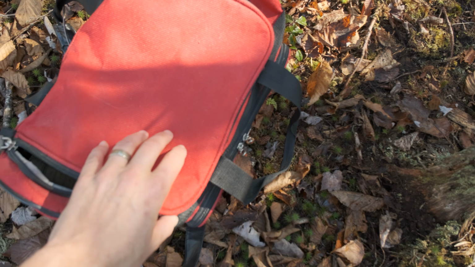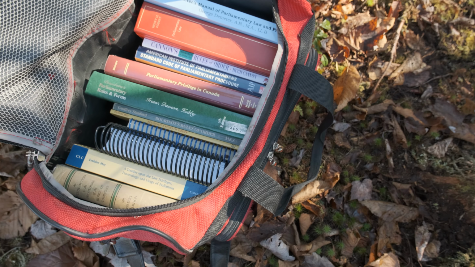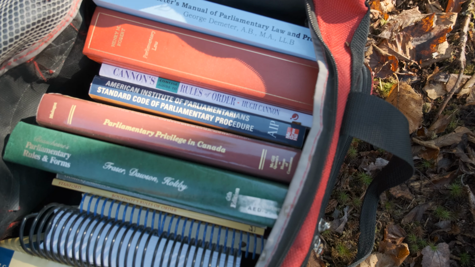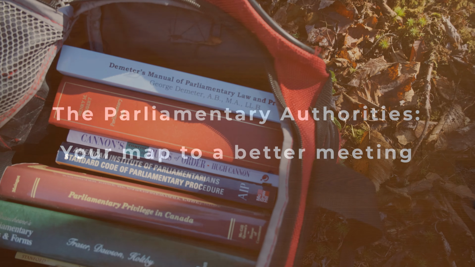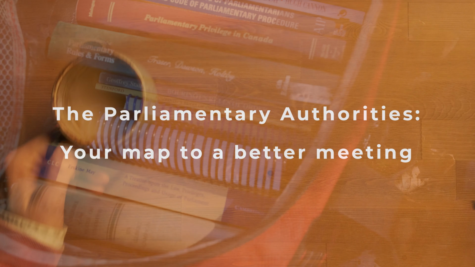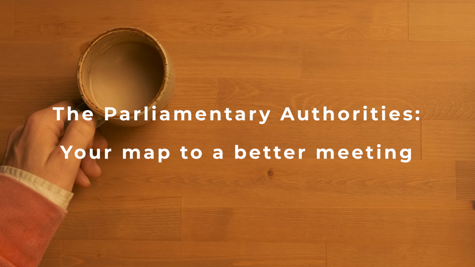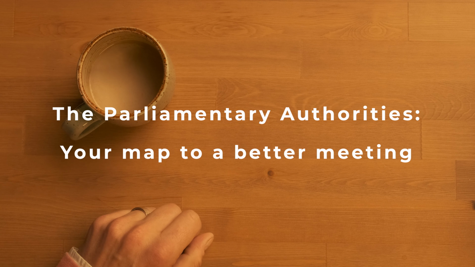And that's what we're here to talk about today. The parliamentary authorities, the rule books, but really, your meeting map. The parliamentary authorities. What on earth is a parliamentary authority? Well, when it comes to meetings, these are essentially the rule books. There's more of these around than you might think.